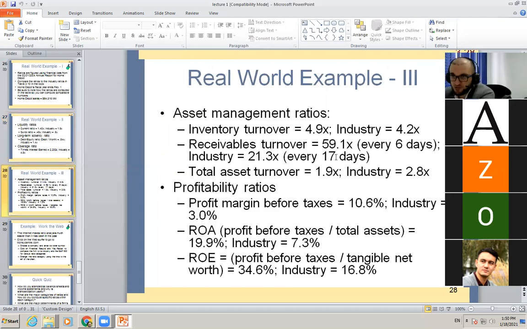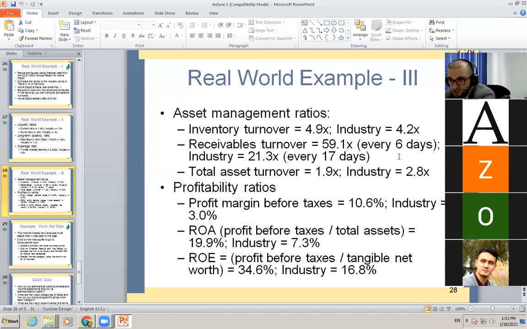We have asset management ratios like inventory turnover 4.9 and industry 4.2. So inventory is really good. Receivable turnover is 59, like every 6 days, but industry is 21, every 17 days. So receivables and inventory turnover are pretty good actually. Total asset turnover is 1.9, industry 2.8. So as we can see, total asset turnover is not really performing well in contrast to the industry.